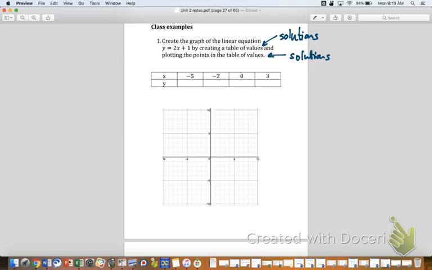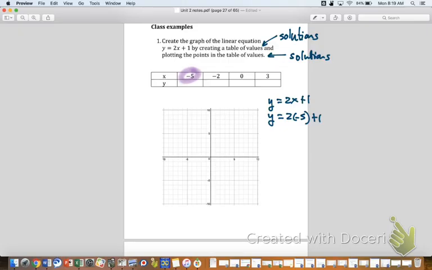What I've done is I've set up a nice set of inputs for you. The x's are negative 5, negative 2, 0, and 3. The truth is we could have chosen any numbers that we wanted to. I just set some up for you. So let's go ahead and see what we can get for our table of solutions. What I'm going to use is y equals 2x plus 1. And I'm just going to go input, output, and we'll create this table of solutions. So the first input for me is negative 5. So if I take that negative 5 and I plug it in here for x, I'm going to get y equals 2 times negative 5 plus 1.